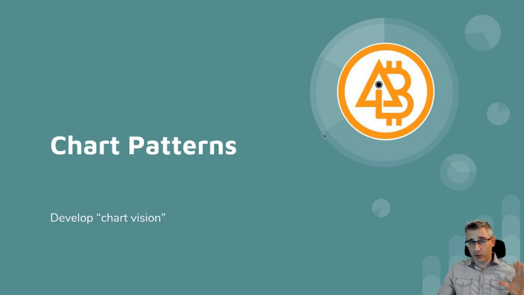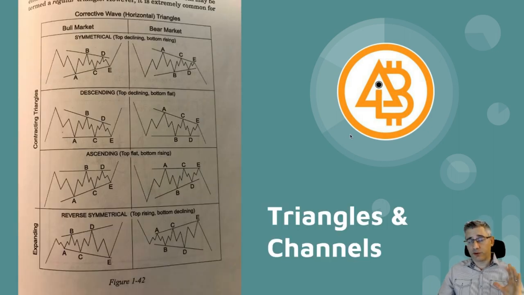Chart patterns. There's a bunch of basic chart patterns that we see over and over again on the charts, and they help us to identify what the market's trying to do. So you need to study the charts, look for the patterns, and try to develop chart vision. Triangles and channels. When markets are either going up or going down, sometimes they consolidate into triangles. Triangles can be symmetrical, ascending, or descending.